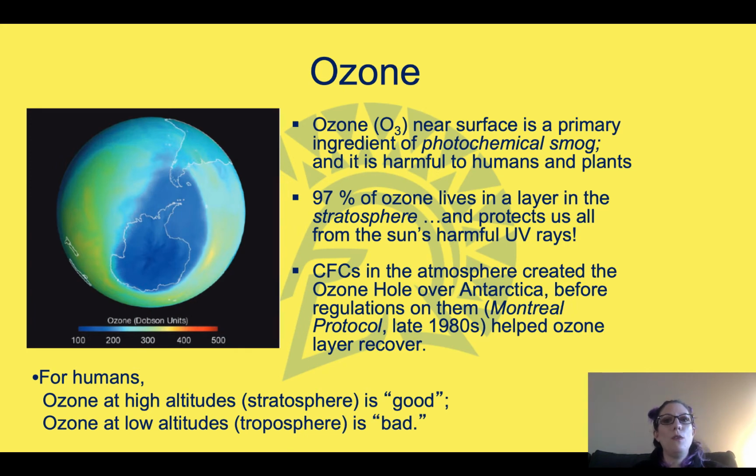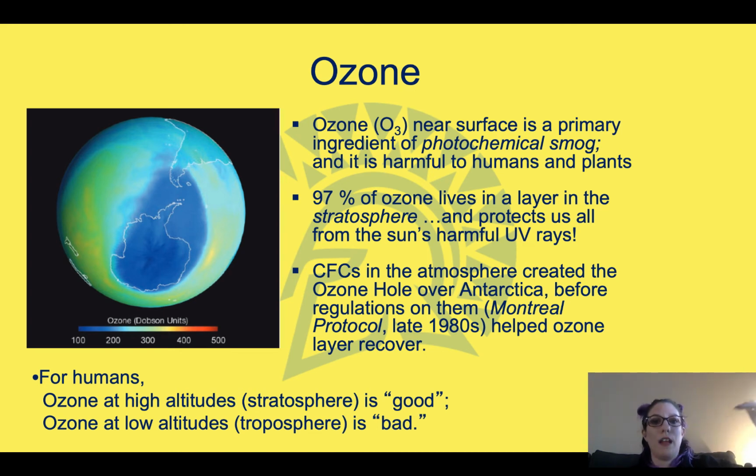Okay, and then over to the ozone concept here. We saw that down the line of variable gases in the atmosphere. Ozone, or O3, is going to be 3 molecules of oxygen. That's what makes ozone. Near the surface it is the primary ingredient of smog. At the surface, it's bad because it's bad for us. But 97% of the ozone actually is higher up in the atmosphere, in a layer called the stratosphere.